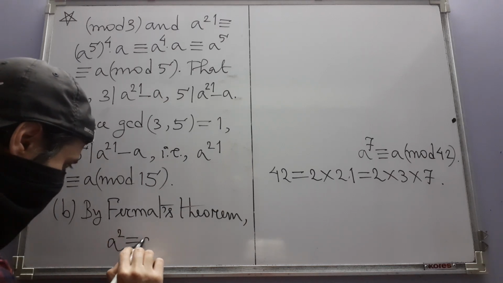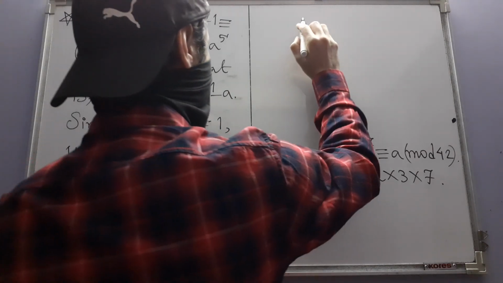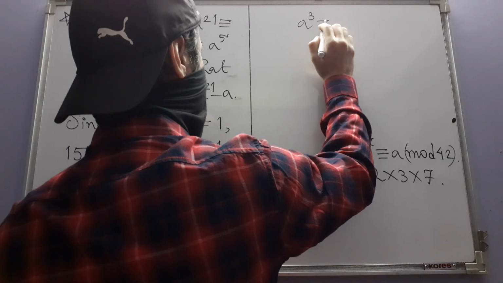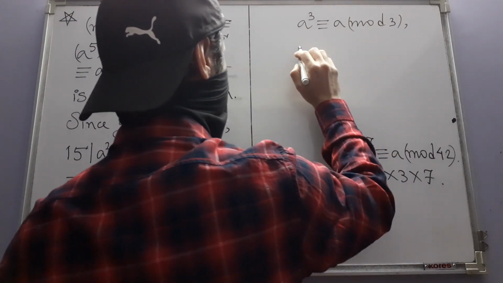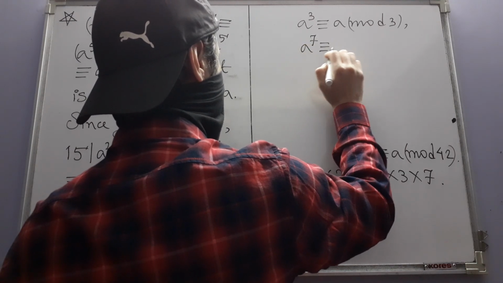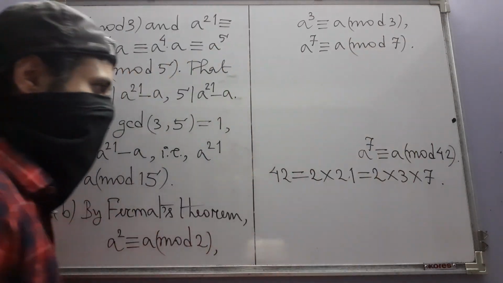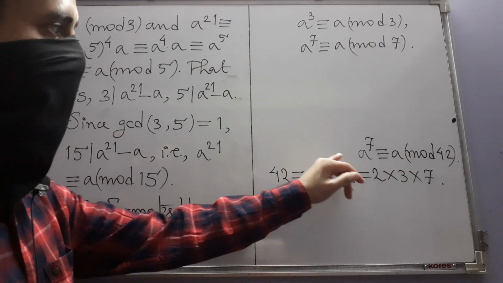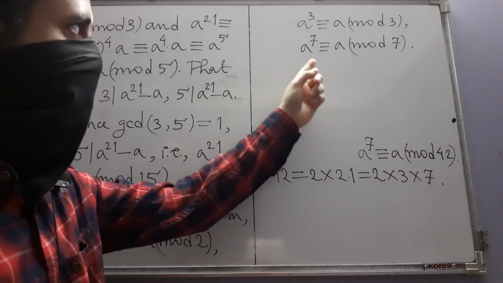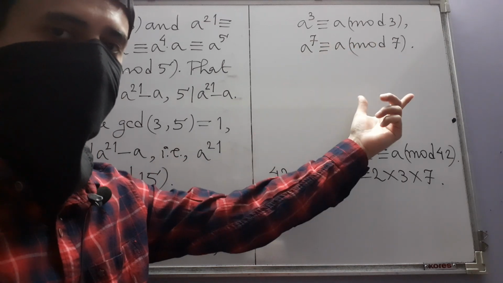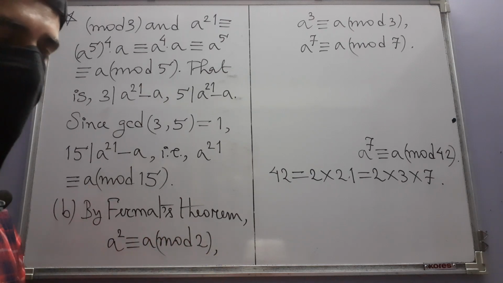A square is congruent to a mod 2, a cube is congruent to a modulo 3, and a to the power 7 is congruent to a modulo 7. Our aim is to show that this congruence is true for each of these primes, and actually we have already got that directly from Fermat's theorem for the prime 7. For the primes 2 and 3, however, we need to do more.